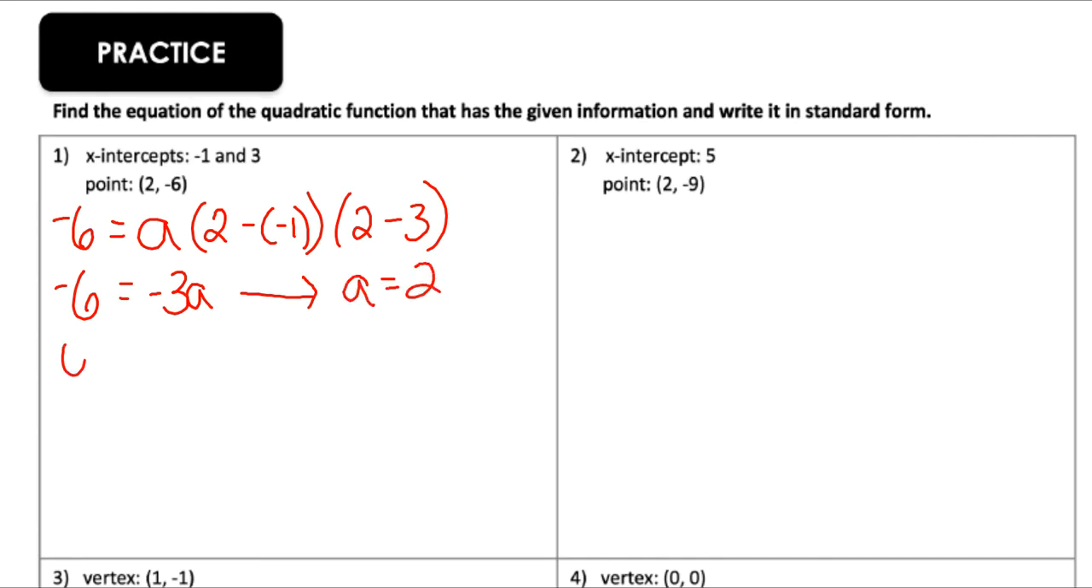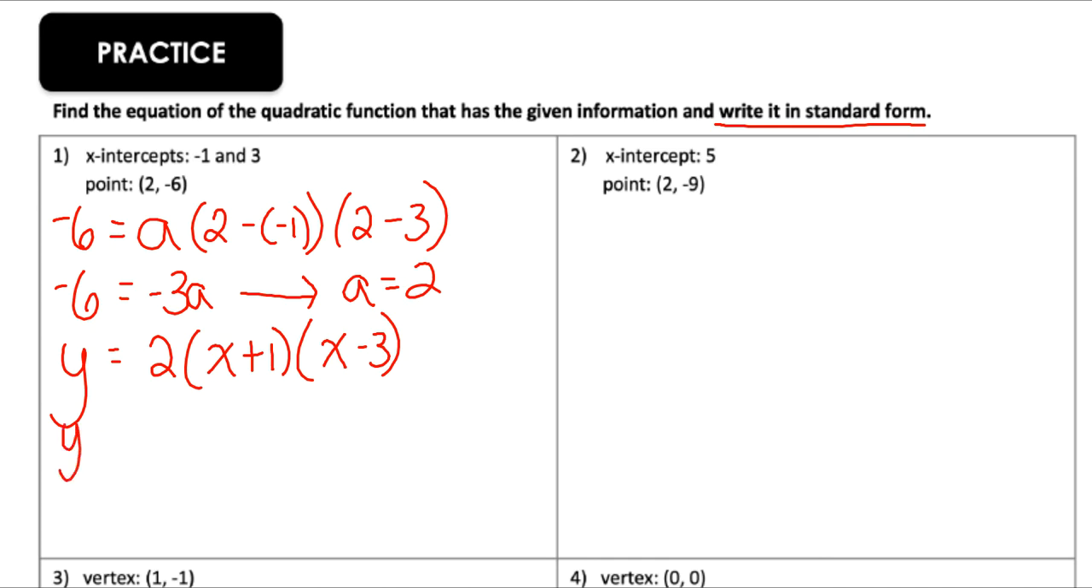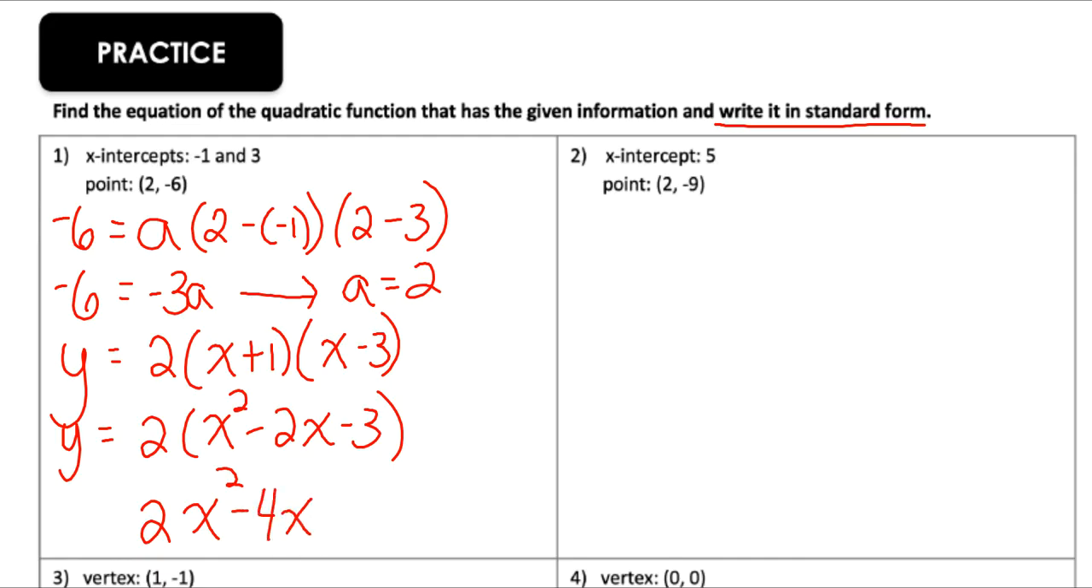So my intercept form would look like 2 times (x plus 1) and (x minus 3). And then it says we should also write it in standard form. So I am going to go ahead and multiply those together. So I'm going to get x squared minus 2x minus 3, and that's going to give me 2x squared minus 4x minus 6 for my standard form.